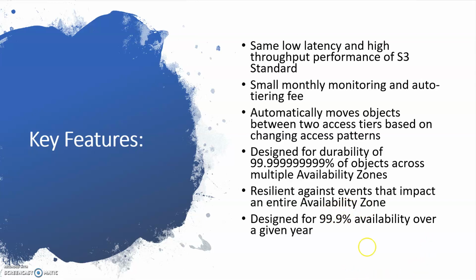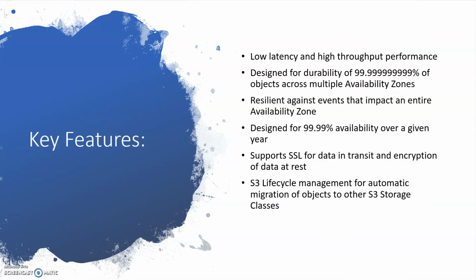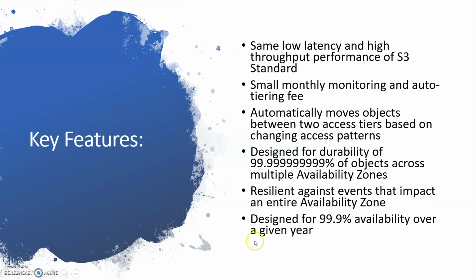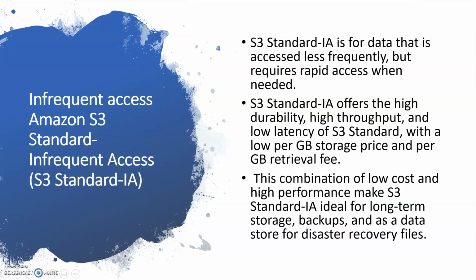And it is also designed for 99.9% availability. If you note, in S3 Standard we have availability of 99.99%. In S3 Intelligent-Tiering we have a design for 99.9% availability over a given year. So that's the basic difference, and it's not free as compared to S3 Standard. The infrequent access is the third storage class.